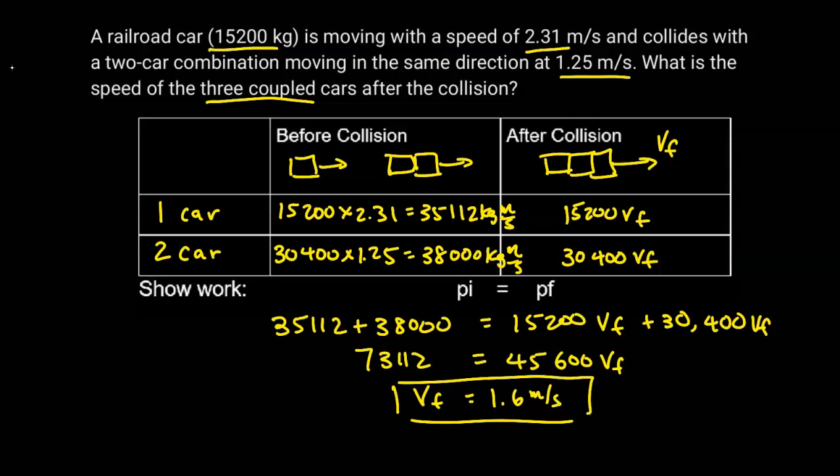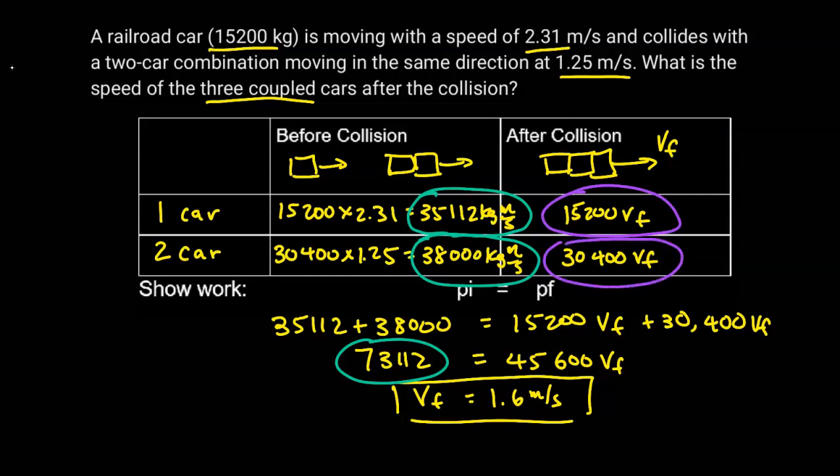So once again, what I did here was I figured out the initial momentum of the one car and also of the two car. I added those up. I got 73,112. And then I also added up the final momentum of the one car and the two car system, and when I added those numbers up, I got 45,600 VF. I solved for VF and got 1.6 meters per second.